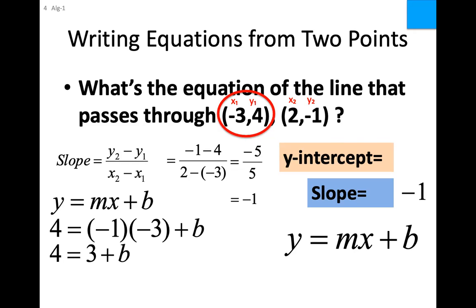-1 times -3 is +3. Subtract 3 from both sides, and we get 1. So I got a y-intercept of 1.